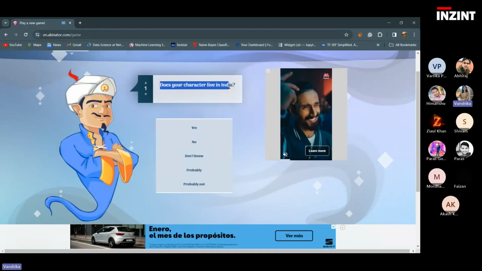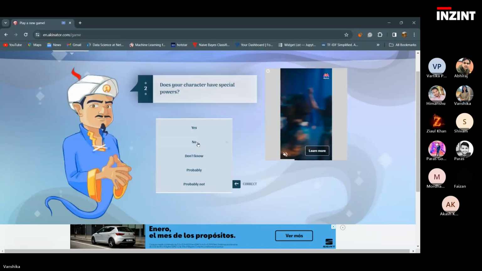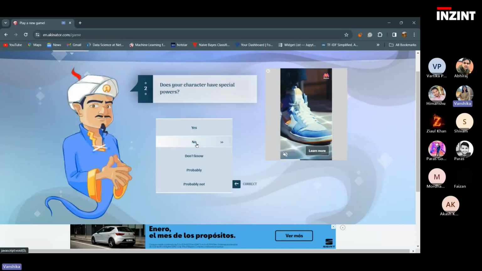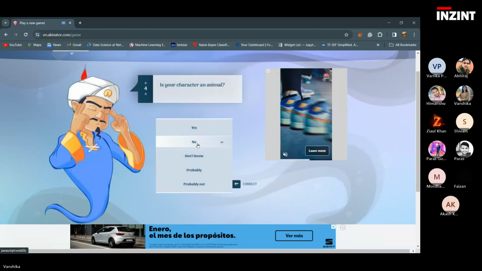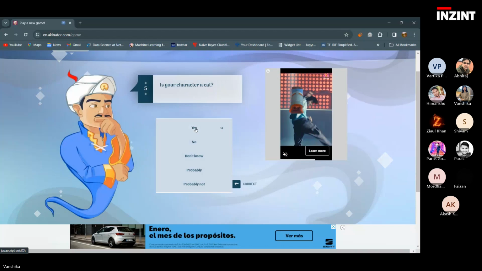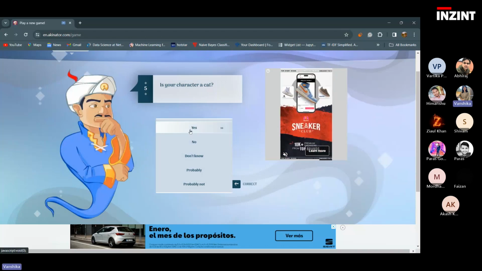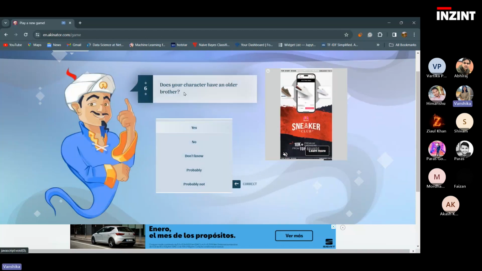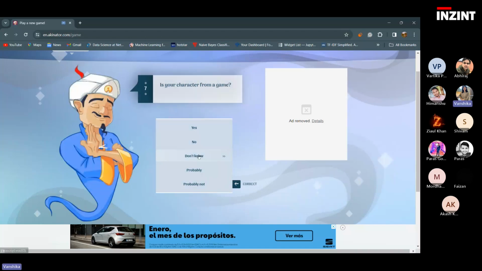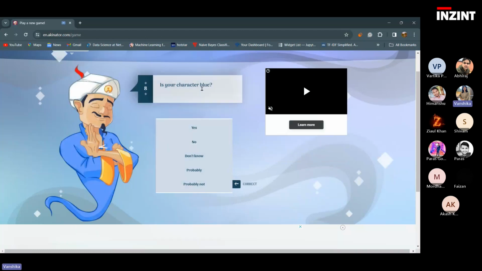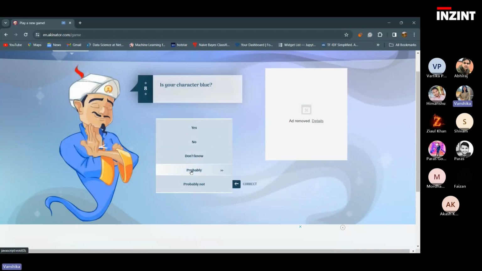So it is going to ask some questions each and every time. It says, does your character live in India? No. Does your character have special powers? No. Is it a real person? No. Is it an animal? Yes. Is your character a character? Yes. Does your character have an older brother? I don't know if Tom had any younger brother. Is it a character from a game? Is your character green? Probably Tom was blue, but I think he was grey. So probably no.